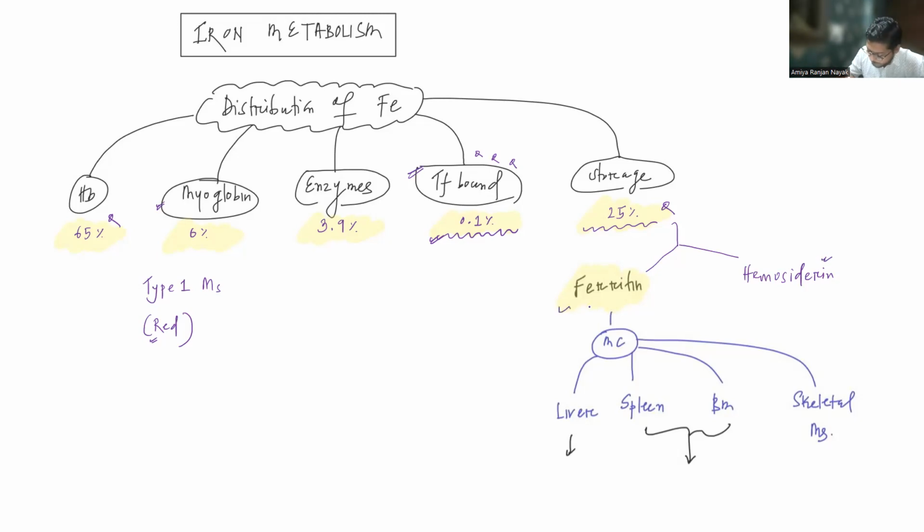But before that, what are the predominant sites of ferritin? There are 4 important organs where we are going to get the maximum number of ferritin molecules inside our body. These are liver, spleen, bone marrow, and skeletal muscles. The important point to note is that in the liver, most of the ferritin molecules we are going to get in the hepatocytes. But inside the spleen and bone marrow, most of the ferritin you are going to get in the macrophages.